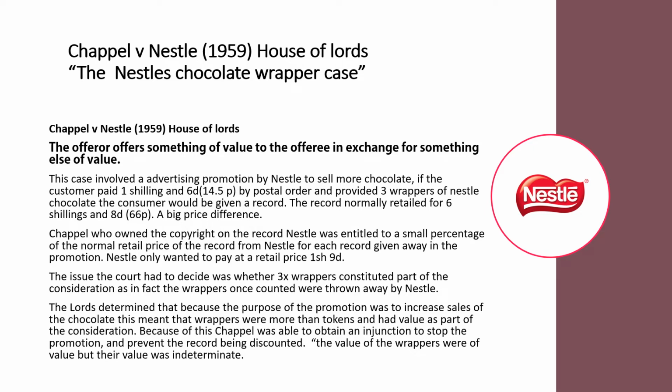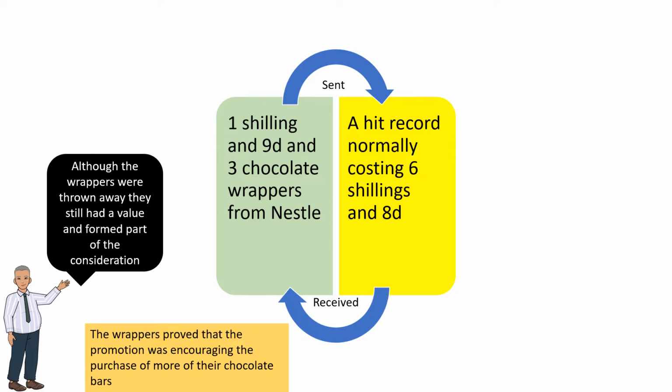And therefore, Chappell was able to obtain an injunction to stop the promotion and prevent the record being discounted, because the wrappers were of value, but the value was indeterminate. They couldn't say how much, and therefore they couldn't calculate what he was entitled to in copyright. Bit complicated, but let's try and explain it in a pictorial way.